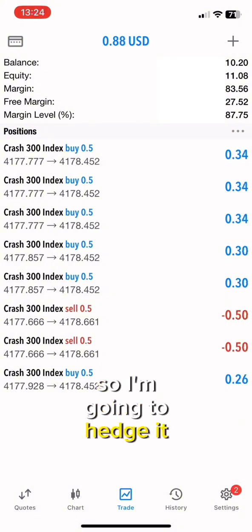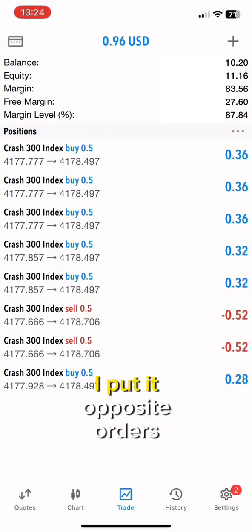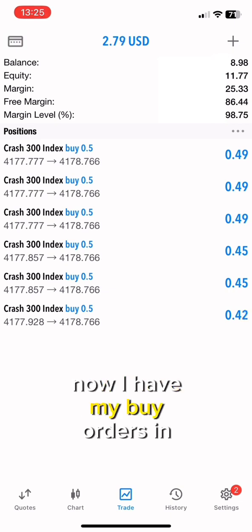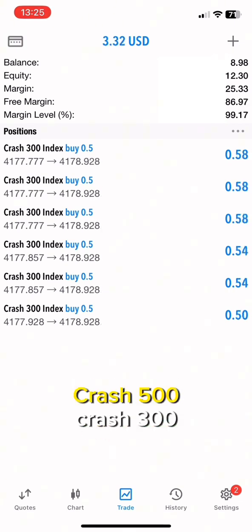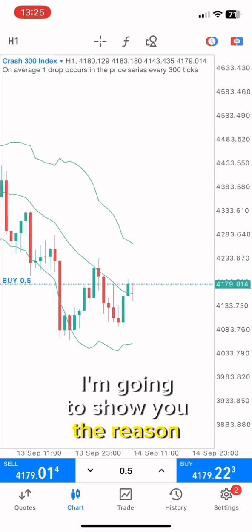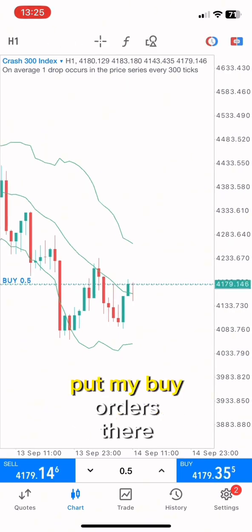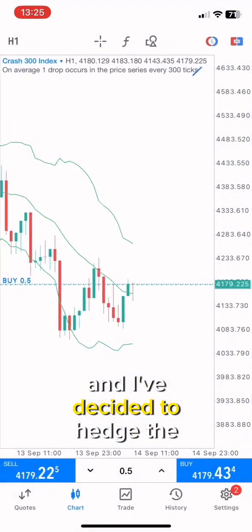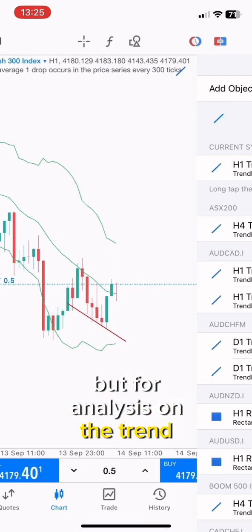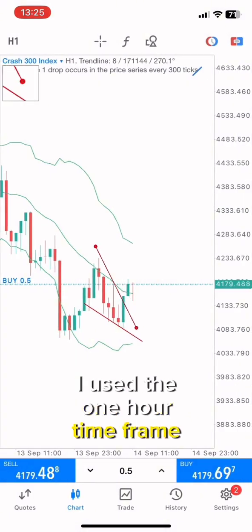So I'm going to hedge it again. As you've seen here, I put the opposite orders, and now I'm closing it. Now I have my buy orders in Crash 500, Crash 300. I'm going to show you the reason why I decided to put my buy orders there, and I've decided to hedge the account from there. I used the H4 and the daily, but for analysis on the trend line I used the 1-hour time frame.